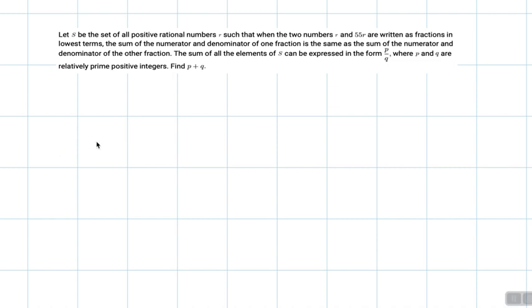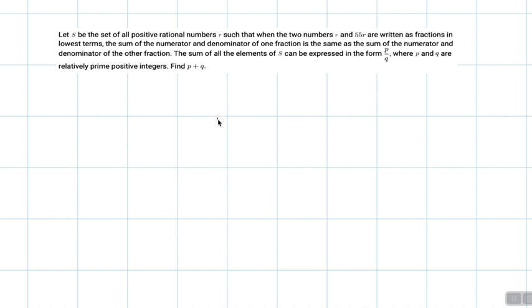Let S be the set of all positive rational numbers R, such that when the two numbers R and 55R are written as fractions in lowest terms, the sum of the numerator and denominator of one fraction is the same as the sum of the numerator and denominator of the other fraction. The sum of all the elements of S can be expressed in the form P over Q, where P and Q are relatively prime positive integers. Find P plus Q.